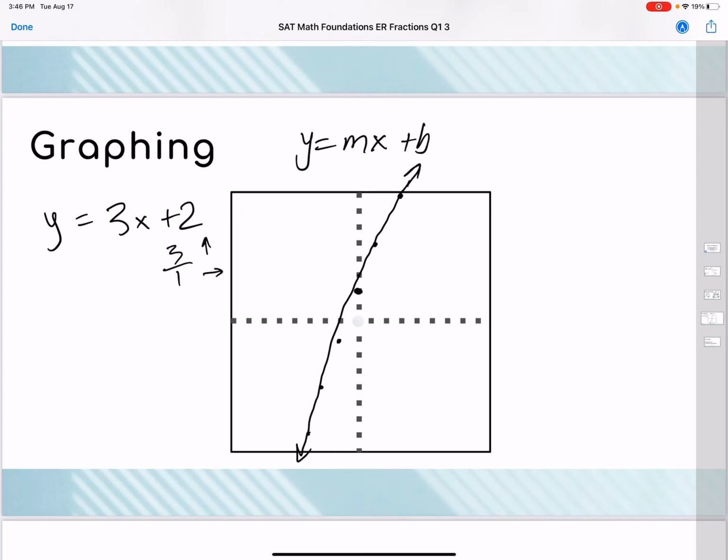And that's not drawn exactly to scale because the line actually shouldn't be curved, but it should be a perfect line through each and every one of those points, more like that. And that's how you approach graphing linear equations.